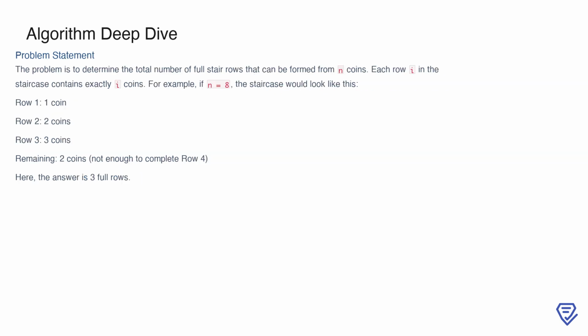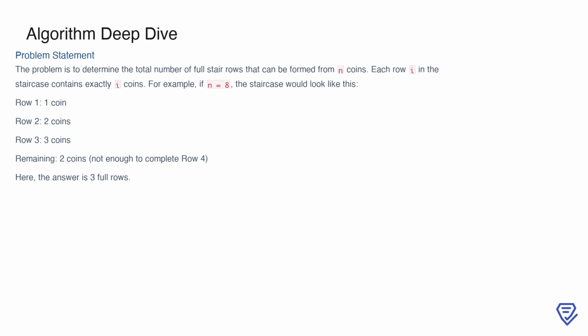The problem is to determine how many full rows of a staircase can be formed using a given number of coins, n. Each row in the staircase requires an increasing number of coins. For instance, the first row requires 1 coin, the second row requires 2 coins, the third row requires 3 coins, and so on. If n equals 8, we can construct 3 full rows, the first row with 1 coin, the second with 2 coins, and the third with 3 coins, totaling 6 coins. This leaves 2 coins, which are insufficient to complete the fourth row. Thus, the answer is 3 full rows.